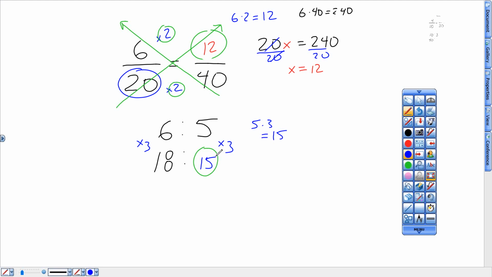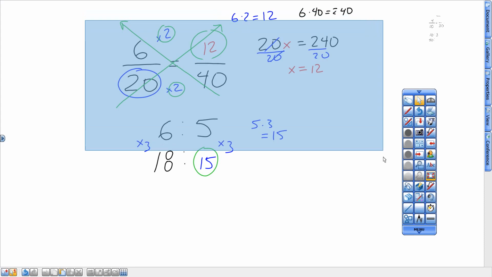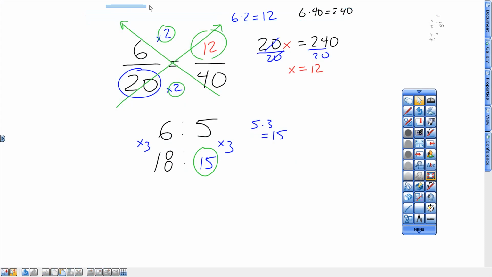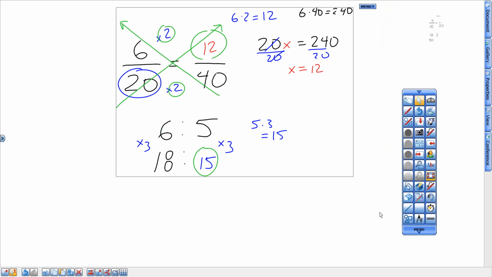I don't really want you to do the algebra way. So again, find the number you're timesing or dividing and do that to the other number, the same exact thing. And you'll always get that missing number in a ratio. All right, let's shrink this down.